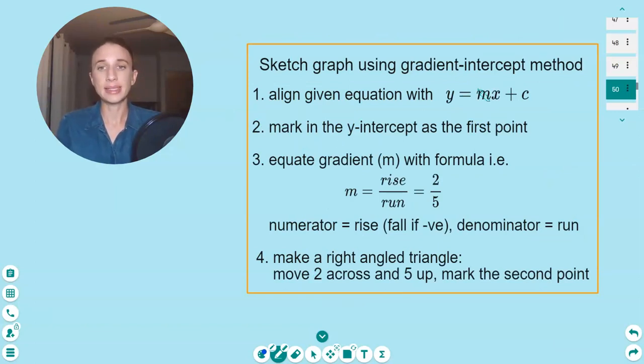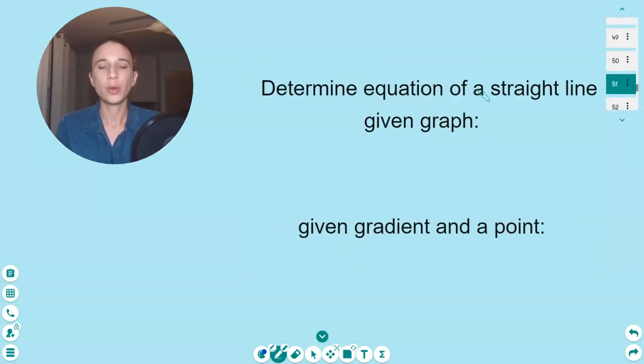Hopefully that makes sense. And I will see you in the next video, in which we're going to be determining the equation of a straight line this time. So we've been sketching the graph using the gradient. We are now going to be looking at a graph and determining the equation from it.